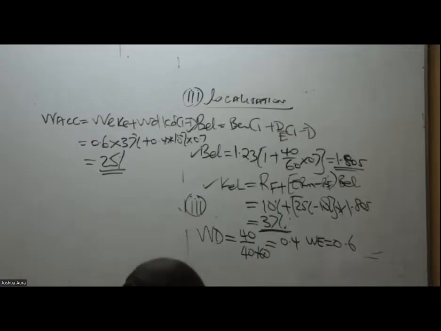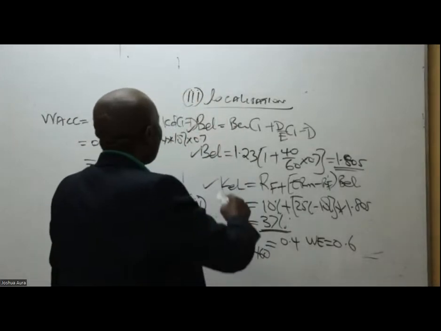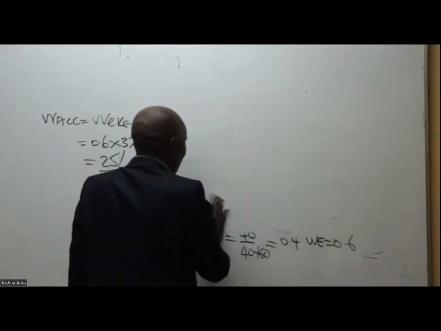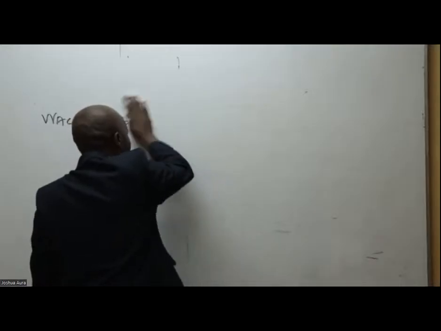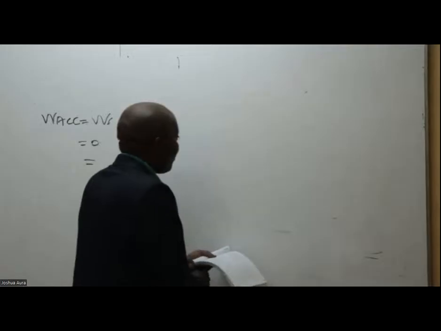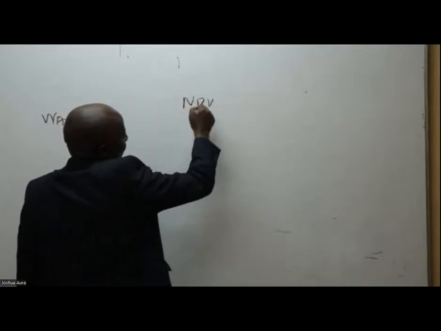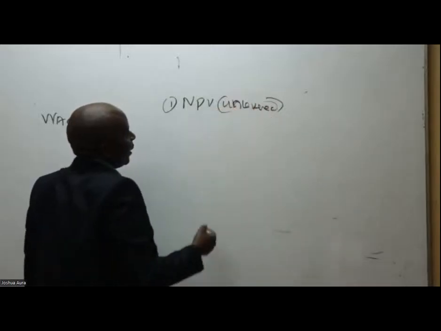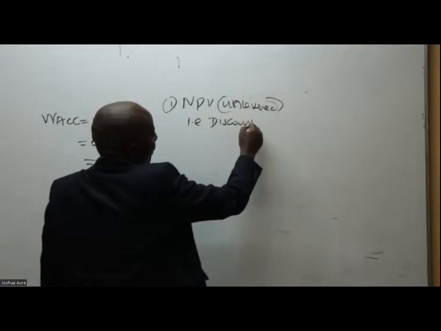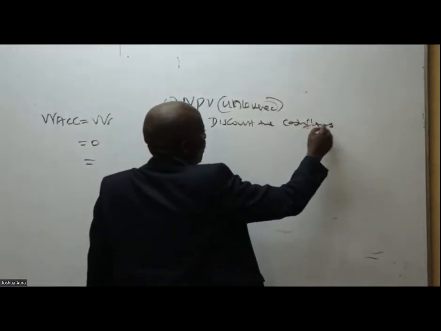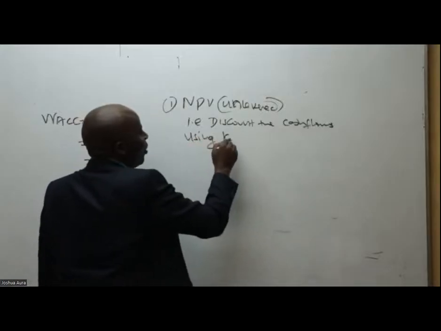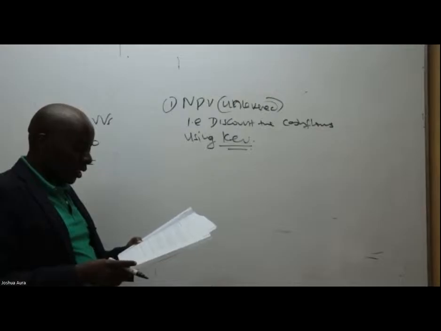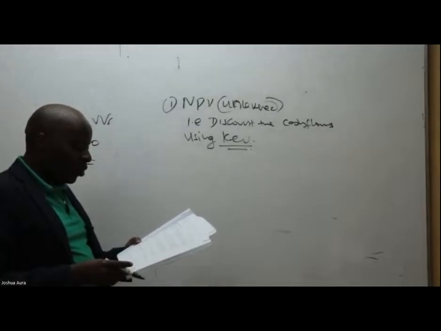Remember, ladies and gentlemen, the first step of APV, adjusted present value, step number one, is to give us NPV unlevered, i.e. discount the cash flows given using the cost of equity of an unlevered firm. So this really will not be a problem to me whatsoever.